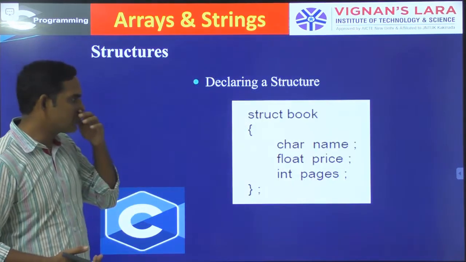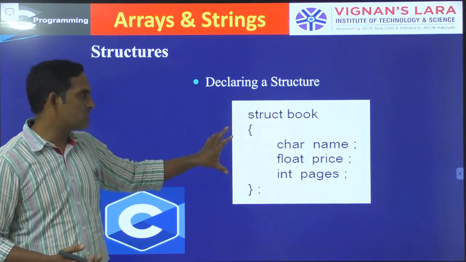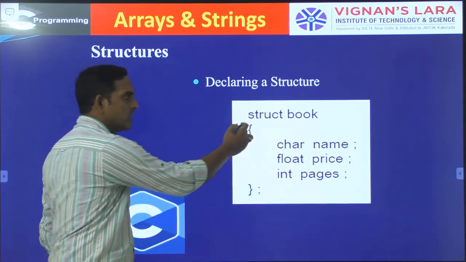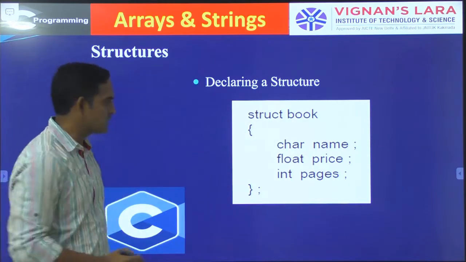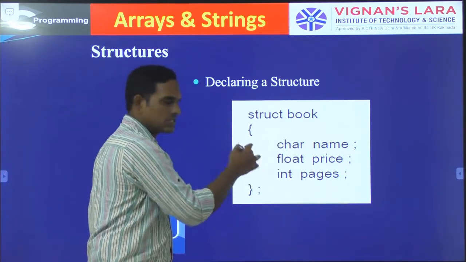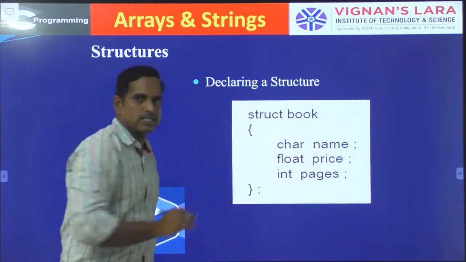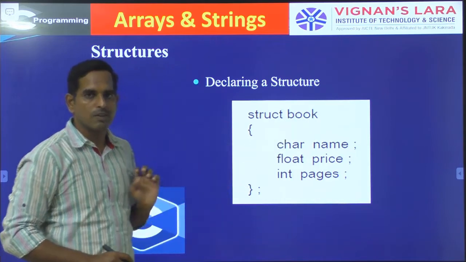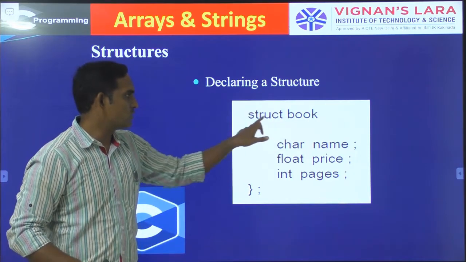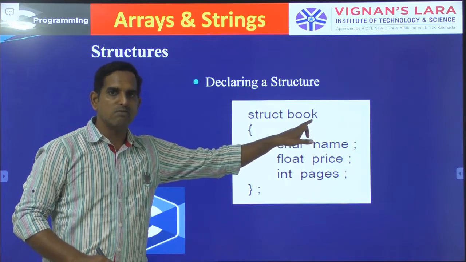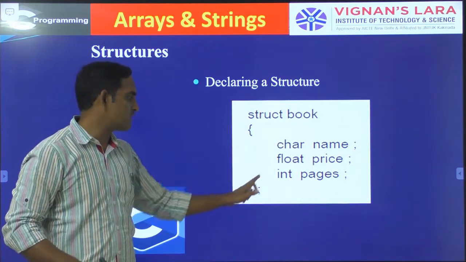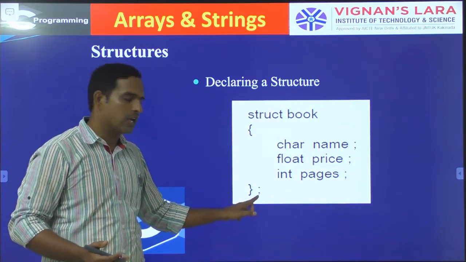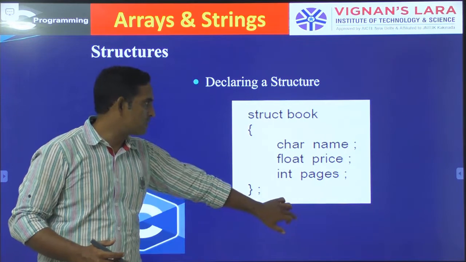In order to do that, first you have to declare your structure. The structure declaration is done by using the struct keyword, and then you specify the name of the structure. Inside the book structure you have the structure members, which represent the properties of that particular book. So to declare the structure, you use the struct keyword, then the name of the structure, and inside the curly braces you specify the properties, which can be of different data types, and at last you place the semicolon.